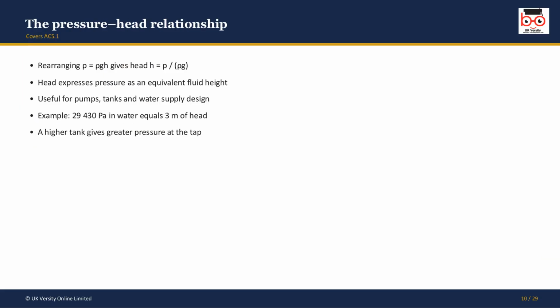Let's connect pressure with the idea of head. Rearranging pressure equals ρgh gives the head h, as pressure divided by ρg. Head is just a way of expressing a pressure as an equivalent height of fluid, which turns out to be very handy when you're designing pumps, tanks, and water supplies. For instance, that 29,430 pascals we just found is the same as 3 meters of head in water. It's why a tank mounted higher up delivers greater pressure at the tap below.